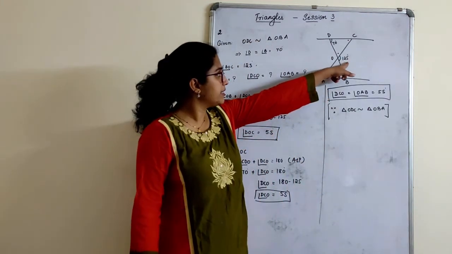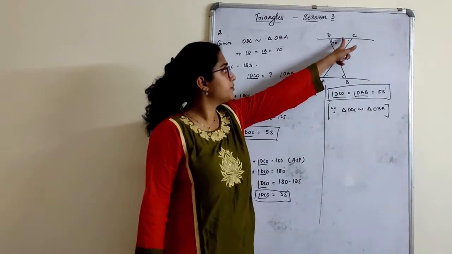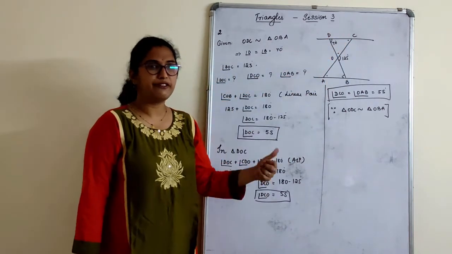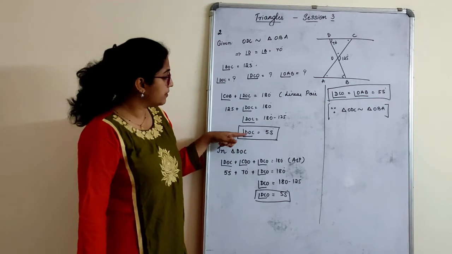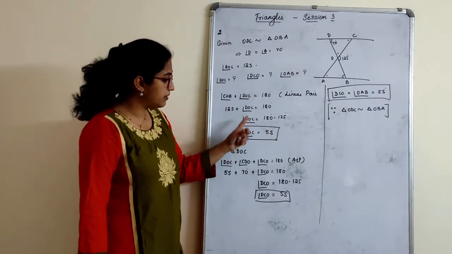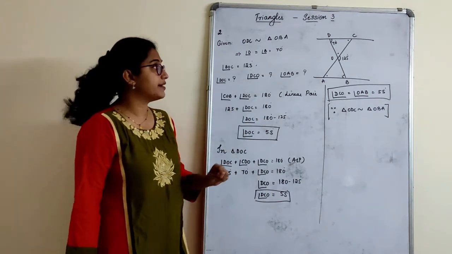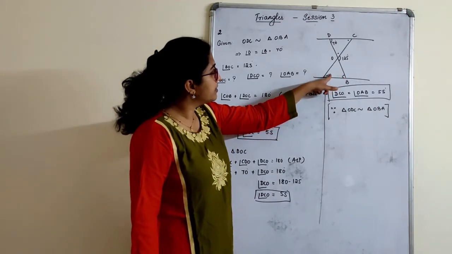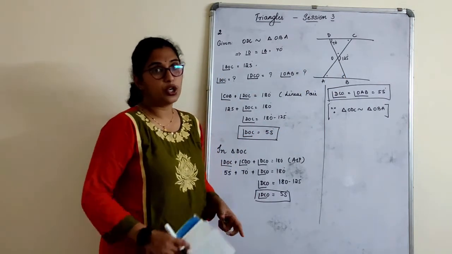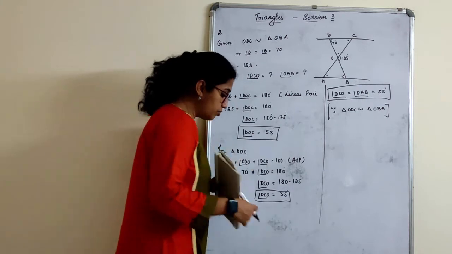Instead of linear pair here, you can say exterior angle is equal to the sum of two opposite interior angles. That way also you can find it in one step. You can skip all these things, the linear pair and this can be skipped. Directly you can arrive at it, because we are done with this angle. Any other angles anyways are not asked. We'll quickly move to the next one.